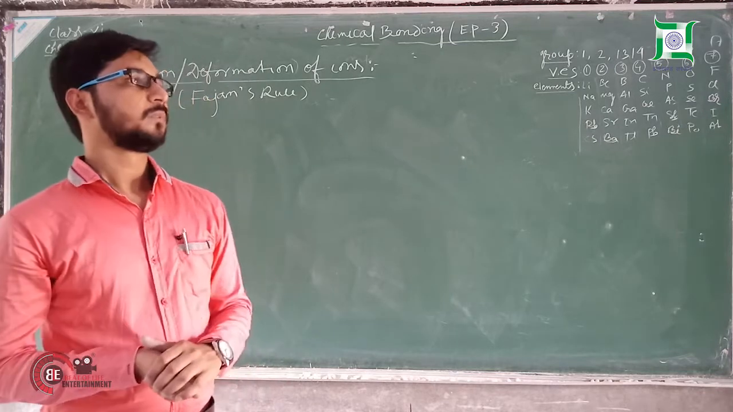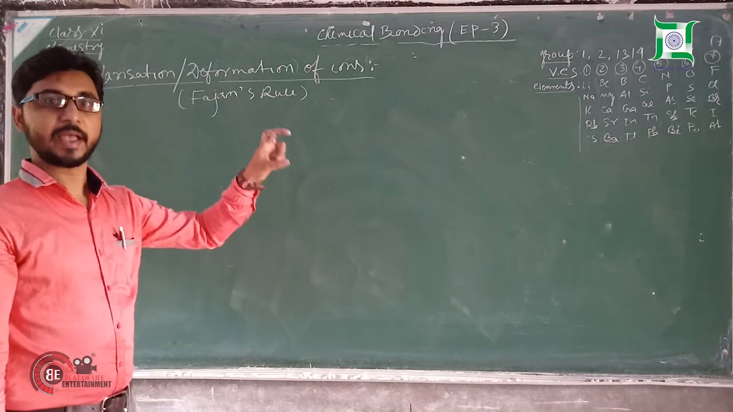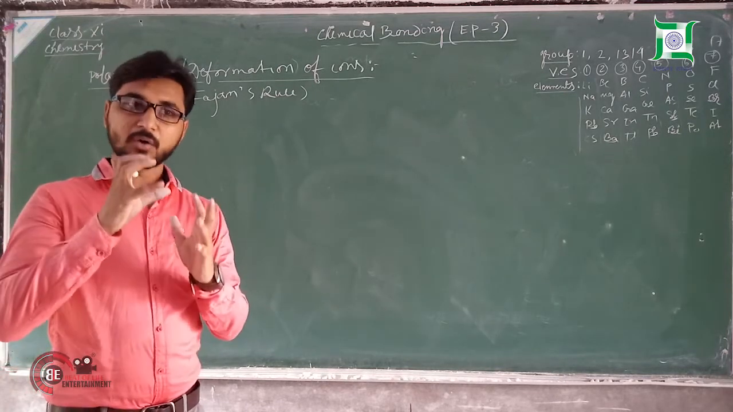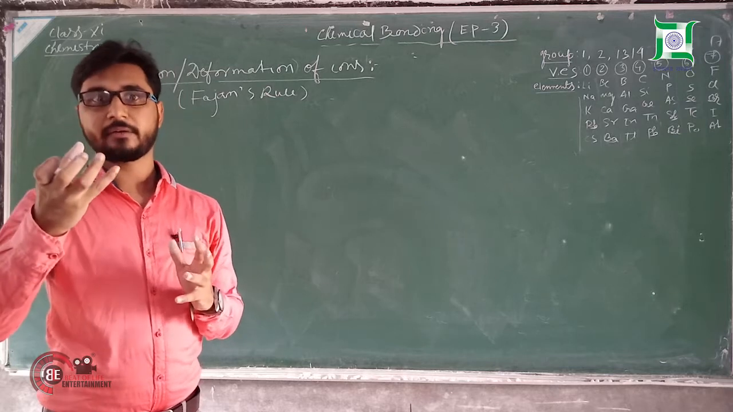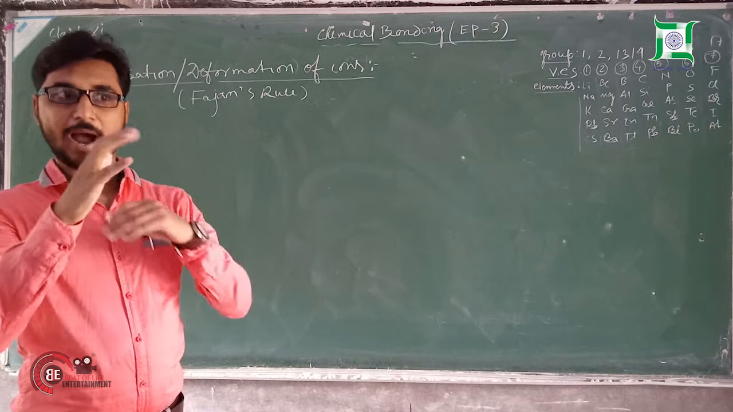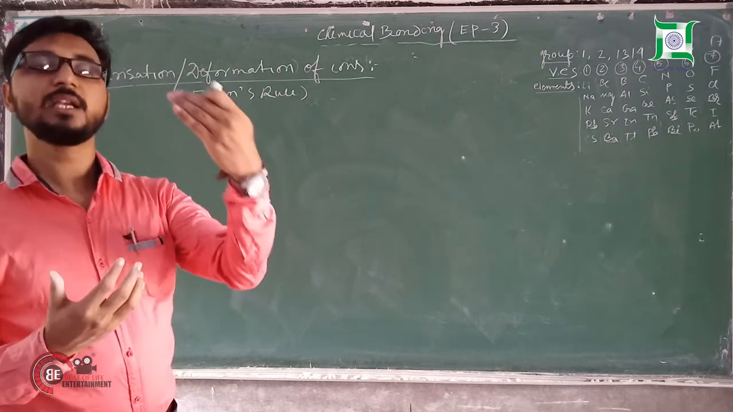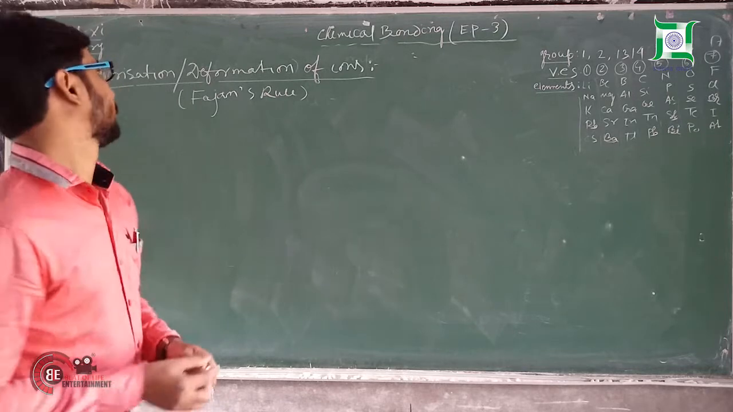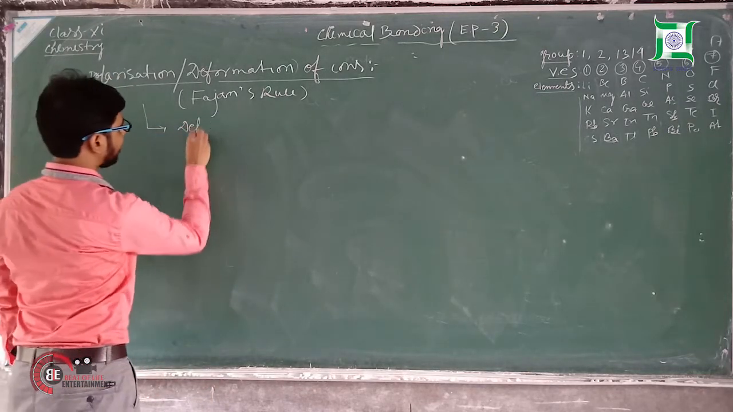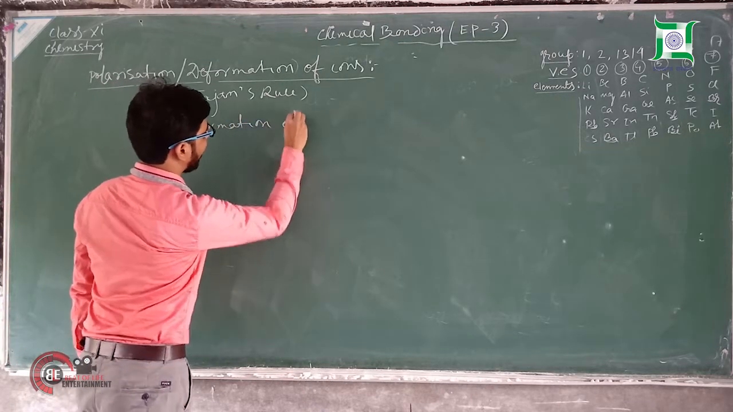So now the polarization or deformation of ions actually gives us a qualitative idea of how covalent character is induced in an ionic bond, or how the ion gets deformed to increase covalent character. So polarization is basically the deformation of ions.